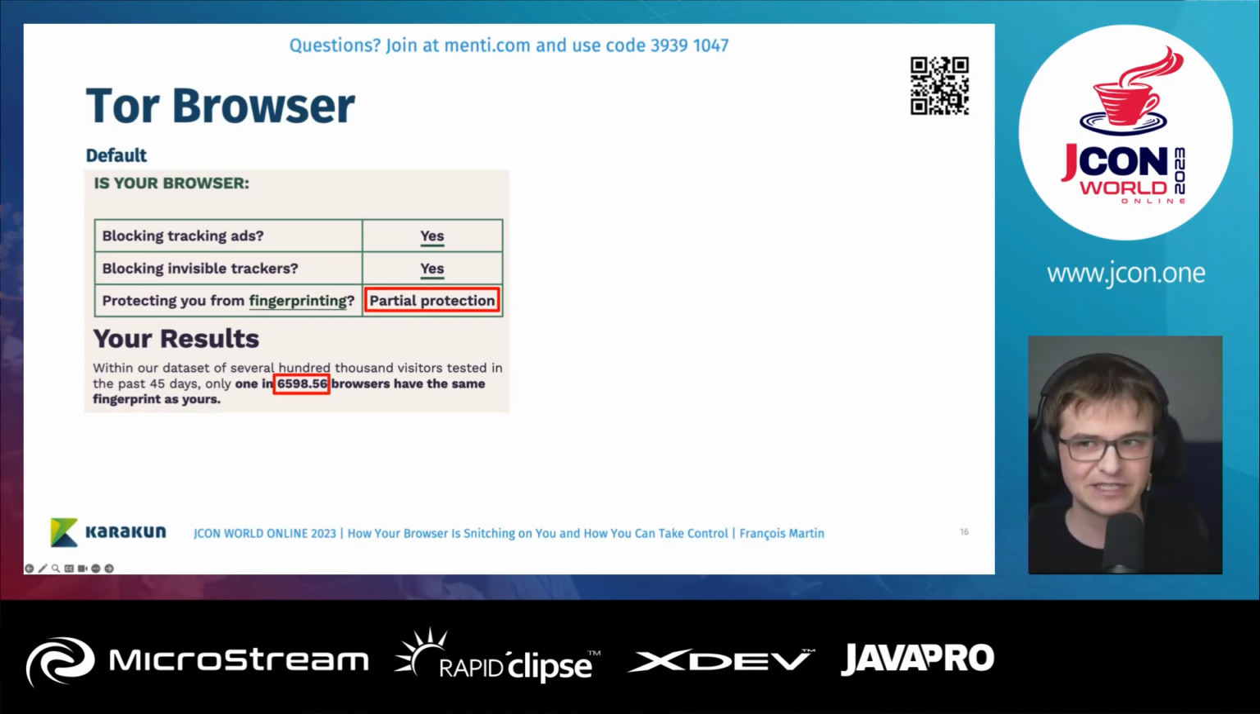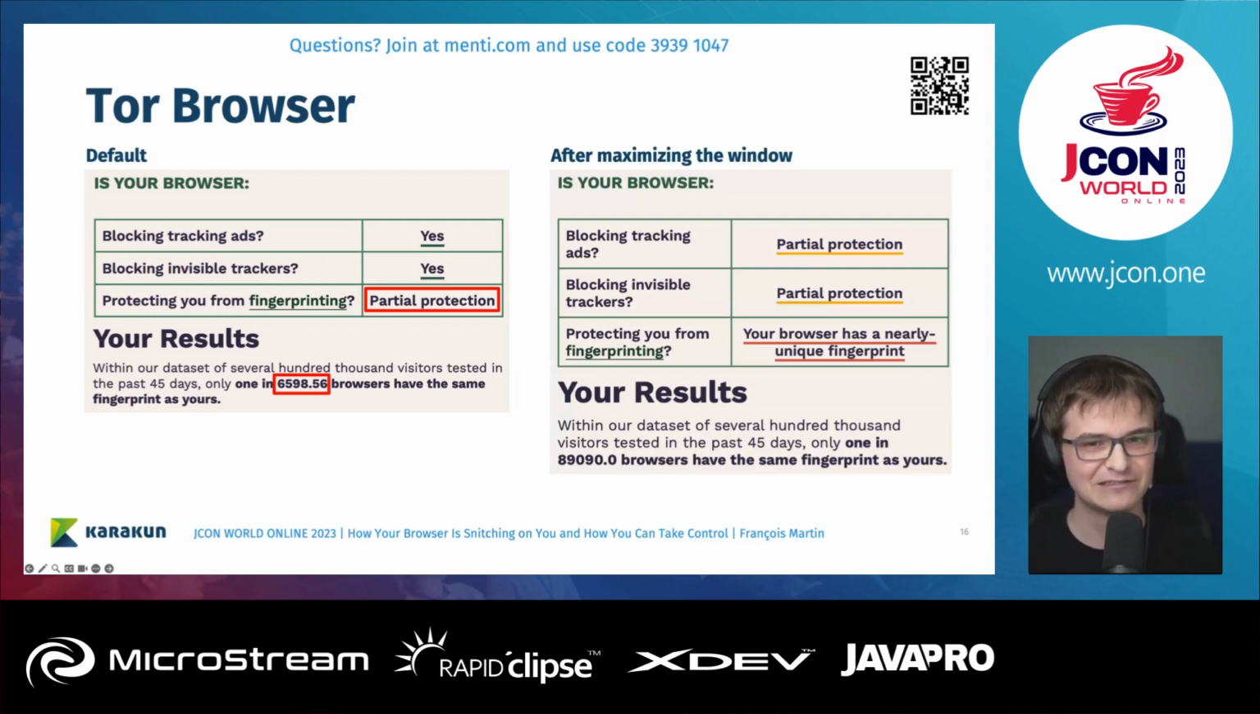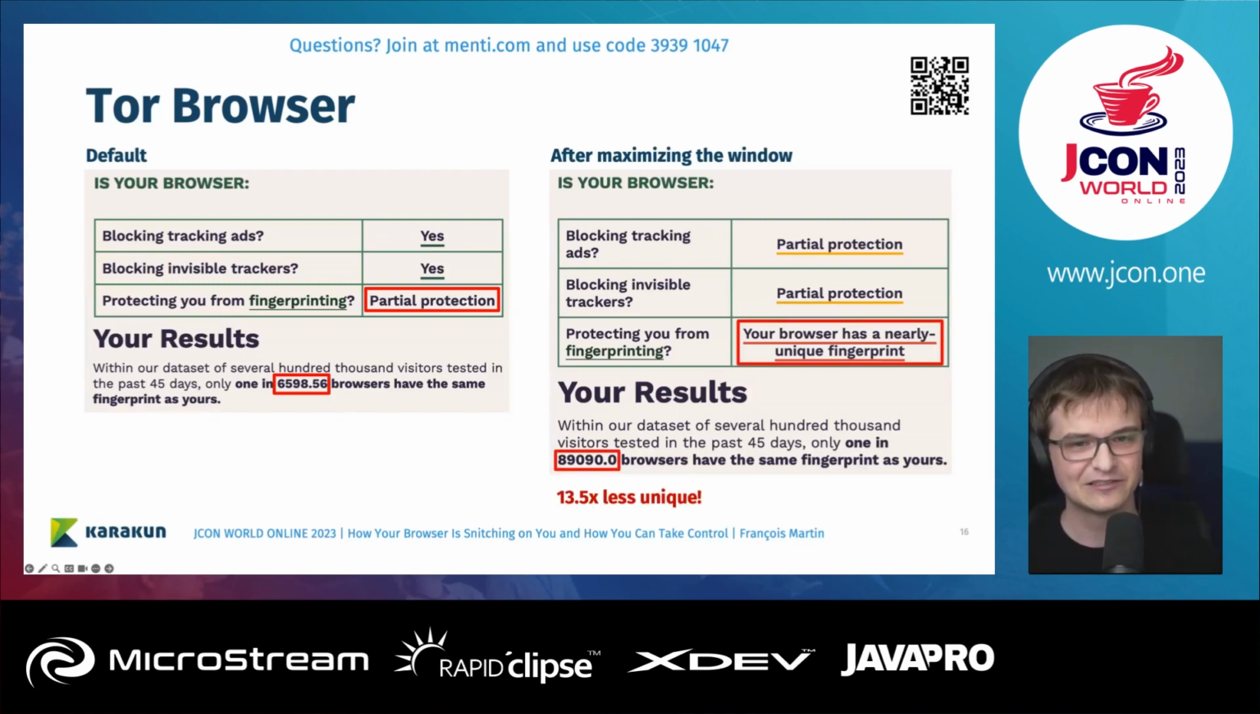And now the interesting thing is, if we just maximize the window, you can see that already the browser has a nearly unique fingerprint. You can see there is 1 in 90,000 browsers that have the same fingerprint as yours, which is actually even worse, it's 13 and a half times less unique than the result when you just leave the browser size as it was by default.